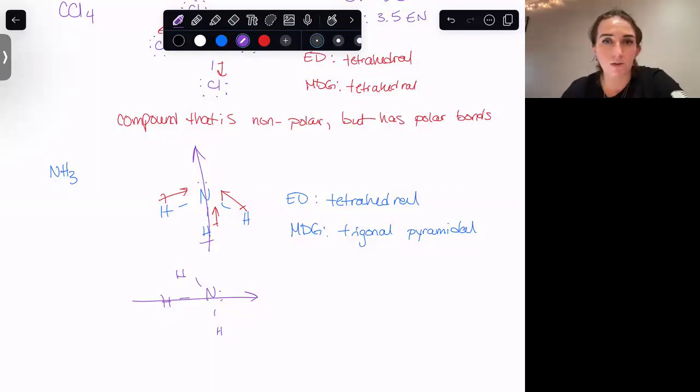So someone said, will this be true of all trigonal pyramidal with polar bonds? And this is, right? This lone pair does change it so that your molecule becomes polar. It distorts the geometry of the tetrahedral and will cause your molecule to be polar.